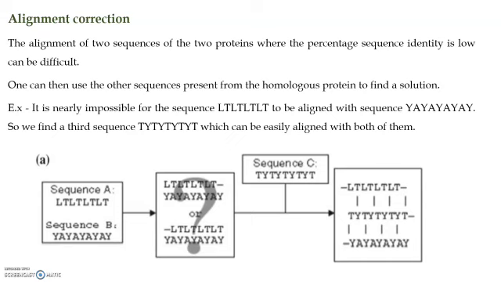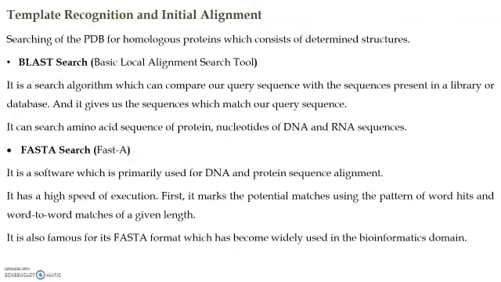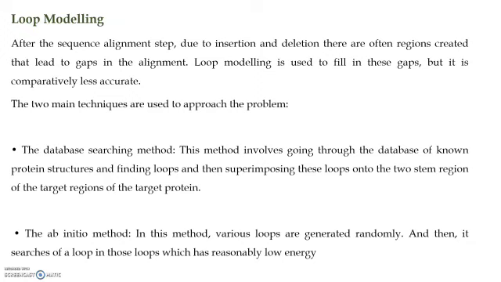Another thing is, in template recognition, we study what percentage of similarity there is between the template and the target protein. If the similarity is less than 20%, it comes under the midnight zone. If the similarity is between 20 and 40%, the target protein comes under the twilight zone, and if it is more than 40%, it comes under the safe zone. For most proteins, it should be above 60% similarity to be useful for the homology model. The next step is loop modeling.